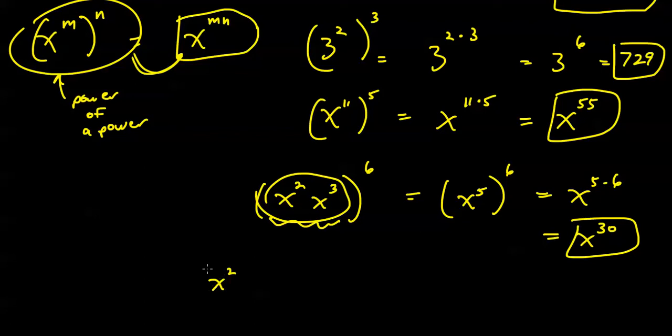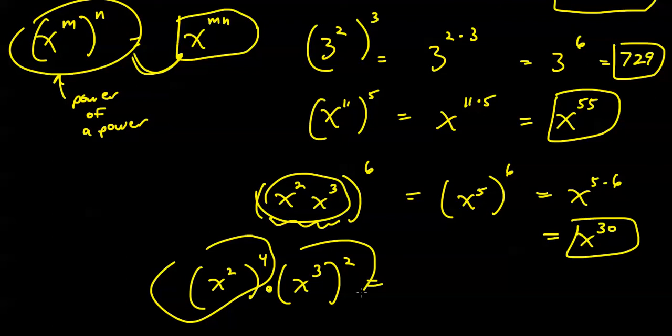Let's try a little harder one here. x squared to the 4th power times x cubed to the 2nd power. Alright, well, of course, this is an applied multiplication, and I do these exponent operations before I perform the multiplication. Well, x squared to the 4th power is going to be x to the 8th power, multiplying these two exponents. 2 times 4 is 8.